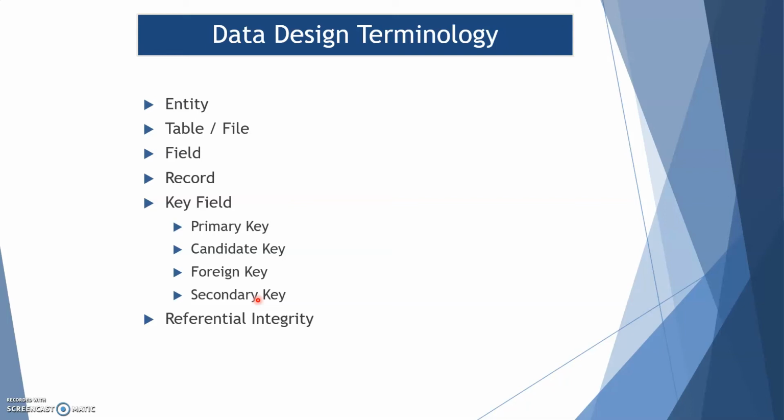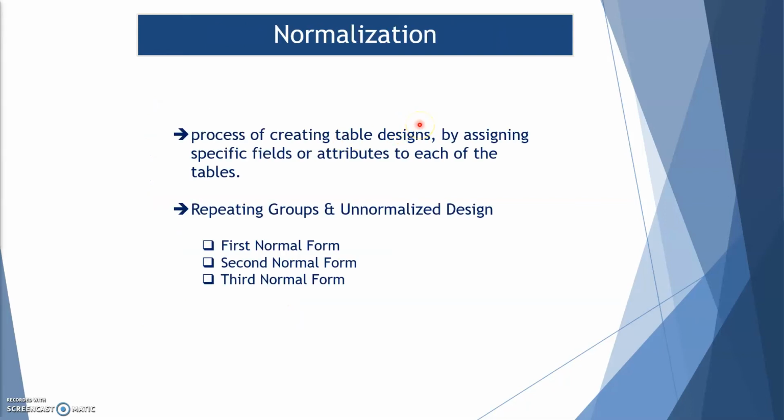So for example, if you need to access records for only those customers in a specific zip code, you would use the zip code field as a secondary key. Okay, so moving on to the normalization.